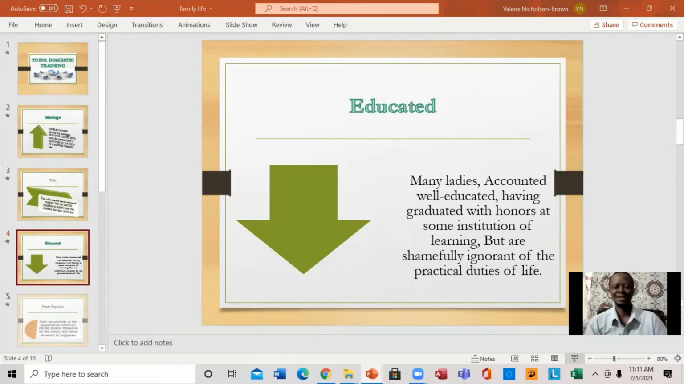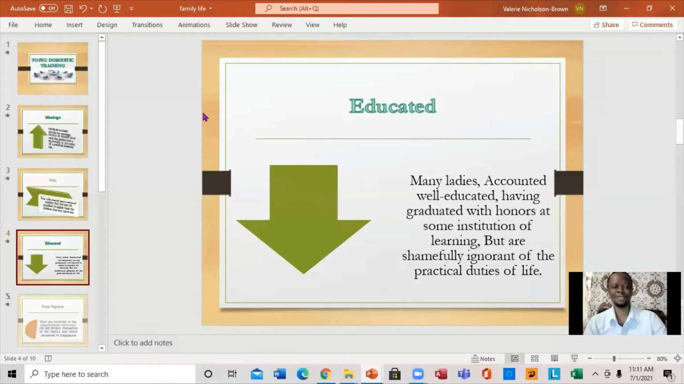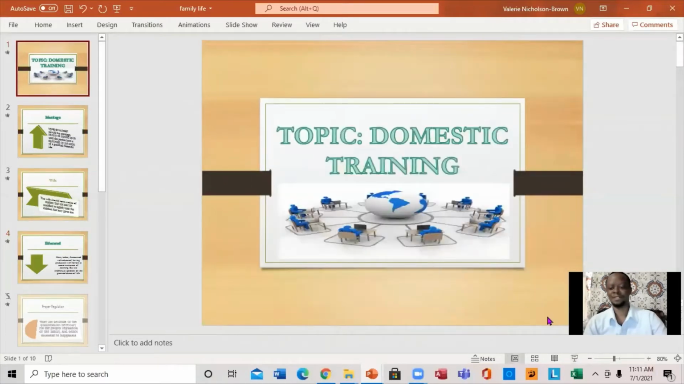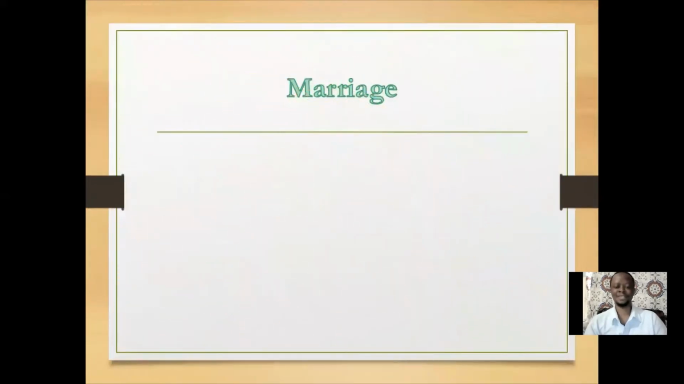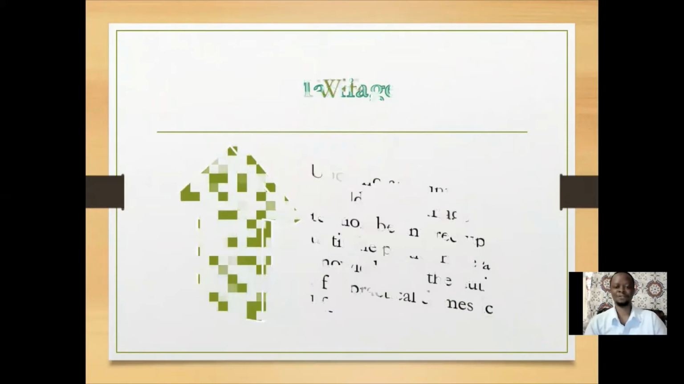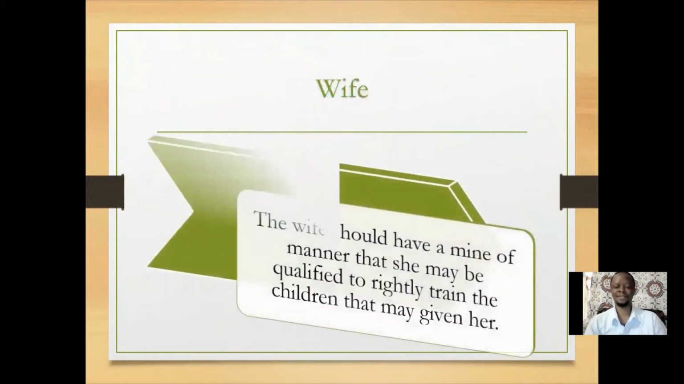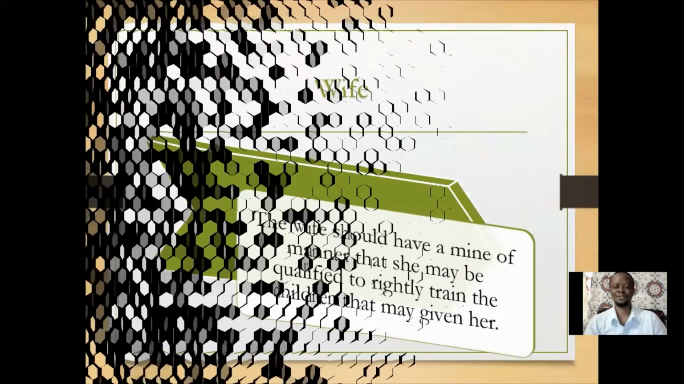So let me do that again. Alright, let me go back from the beginning here, and then I click. So that is the first slide. And this is the second slide. Now this is the third slide. And then this one now is the fourth slide.